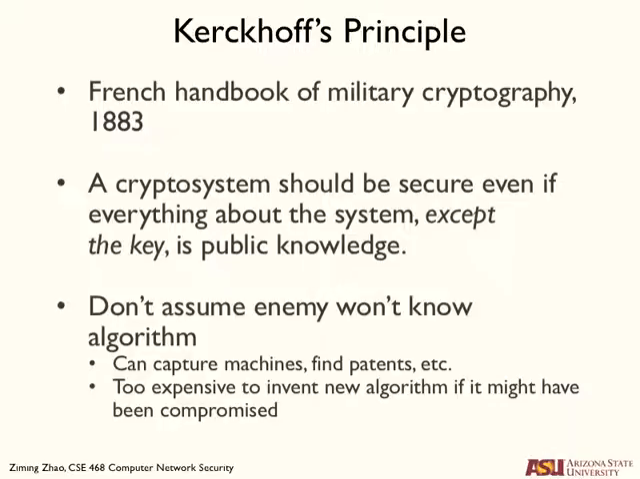This is actually what happened centuries ago. They had cipher machines, and if the cipher machine was captured, they would be able to figure out how it works, then the whole security system collapses. And it's very expensive if one algorithm is broken and you have to replace all of it. So right now, the security of all our crypto algorithms is based on the key, not the algorithm.